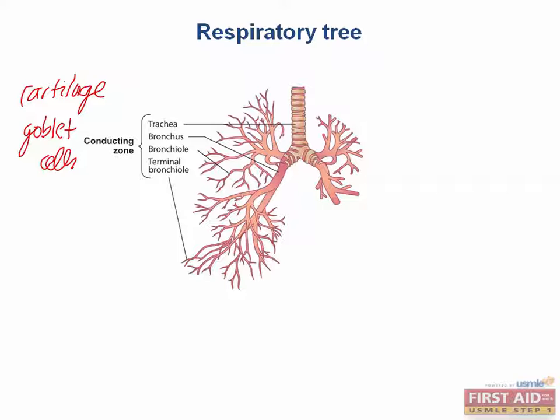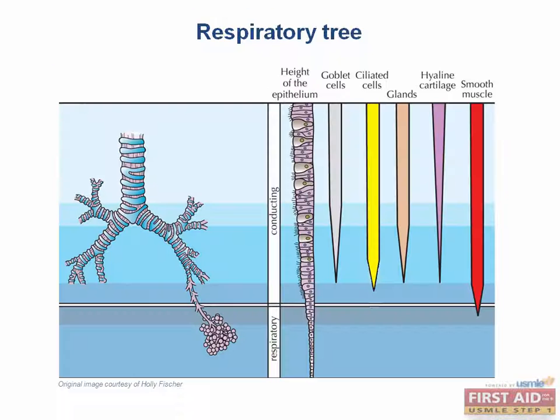For example, if I take the train to go to work, I rely on the conductor of that train to get me there so I can do what I need to do. In a similar fashion, the air we breathe relies on the conducting zone as a mode of transportation so it can reach the respiratory zone and participate in gas exchange.